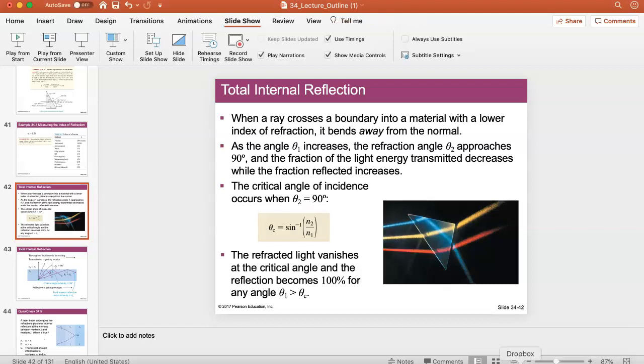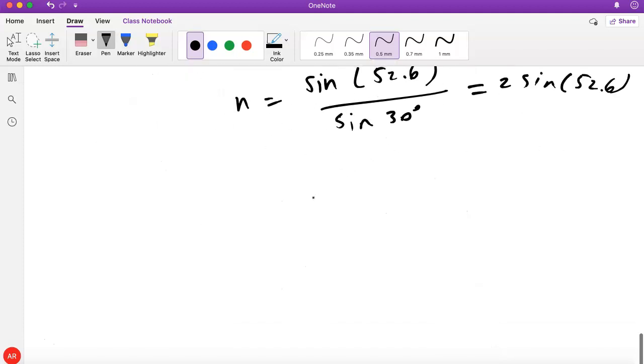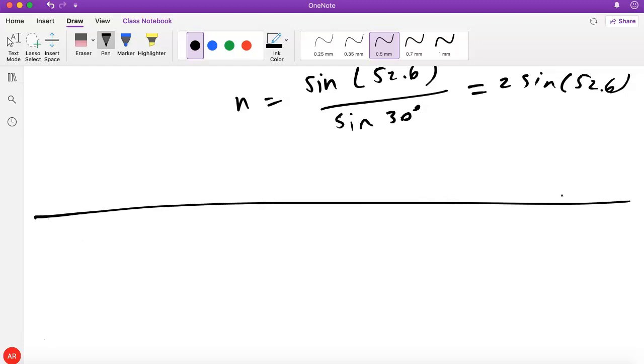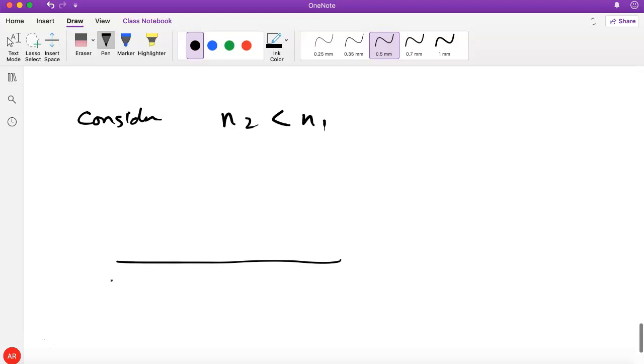So let me elaborate a little bit on this. We're talking about total internal reflection, where light just cannot go through. All of it has to get reflected because there's no solution for the direction of transmitted rays. So let's consider n2 smaller than n1. Here we have n1, here we have n2. And then you shine light at some angle, theta 1 here. And then you're going to get a bigger angle, theta 2 over here.